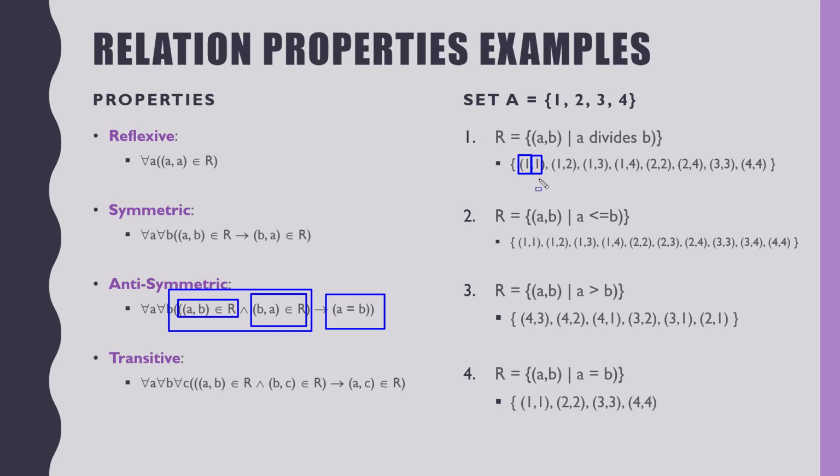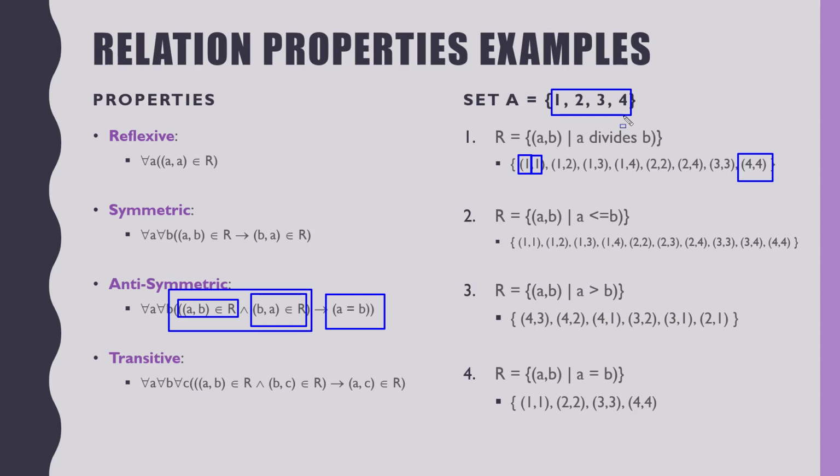Reflexive the same as that? Not necessarily, because the question was, is reflexive and antisymmetric the same? The answer is no, because let's just pick one. If 4, 4 was not here, it would still be antisymmetric, but it would not be reflexive. Because when it's reflexive, it has to have all of these paired with themselves, right? It has to have 1, 1, 2, 2, 3, 3, 4, 4.